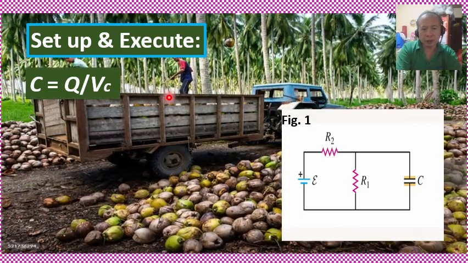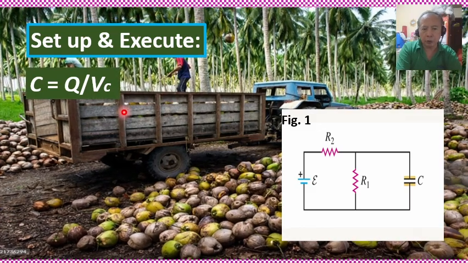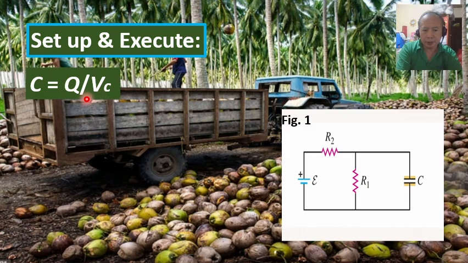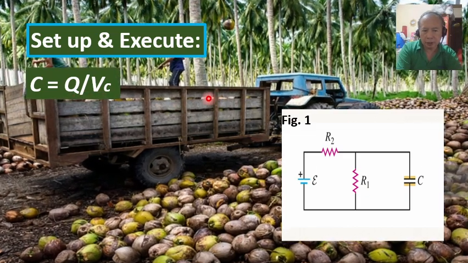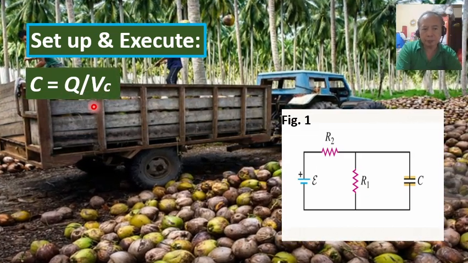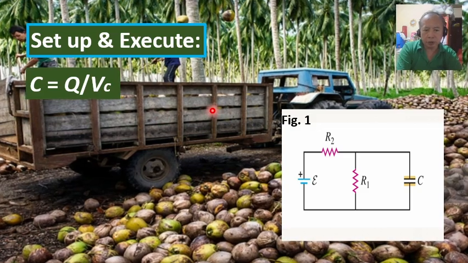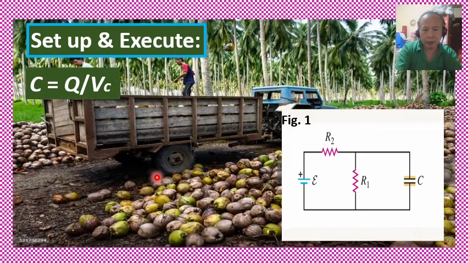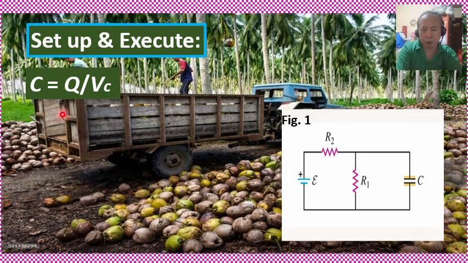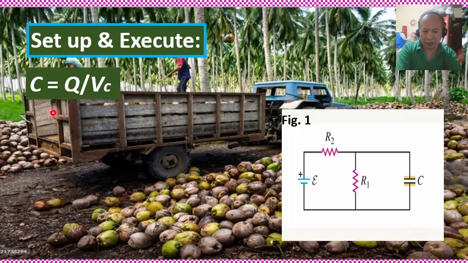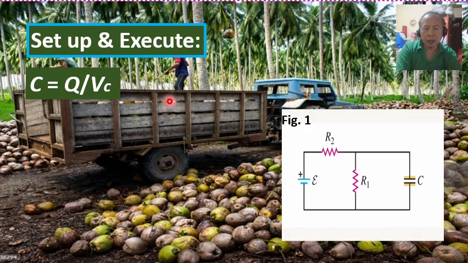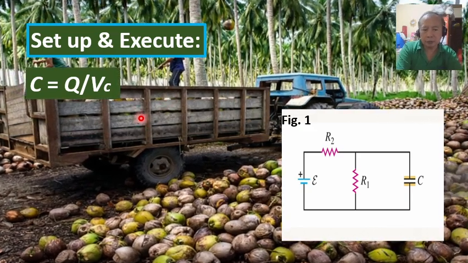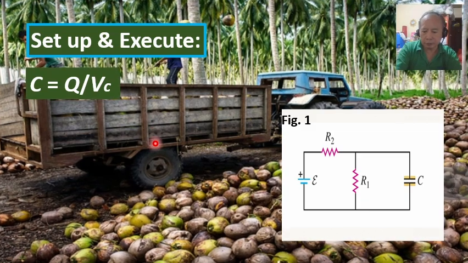Now, supposing we double the amount of electric potential across the capacitor and keep the amount of charge big Q constant. Okay, what will happen to the amount of capacitance big C? Will it decrease by half? The answer is no.